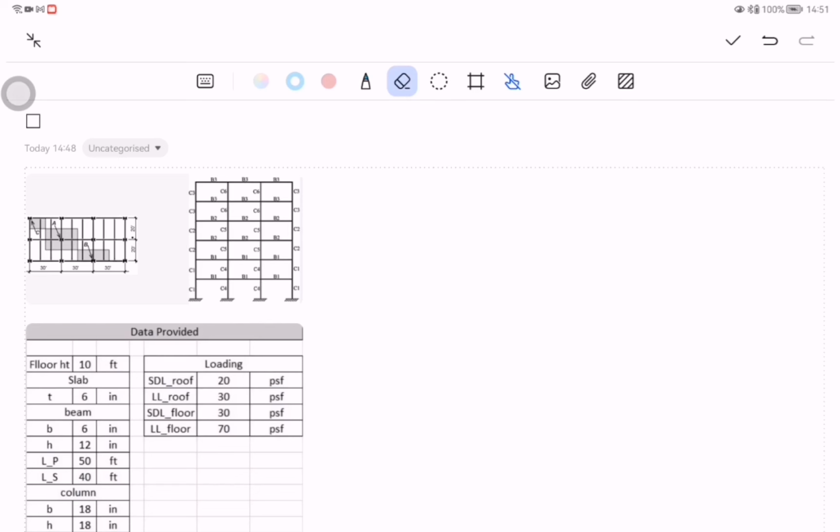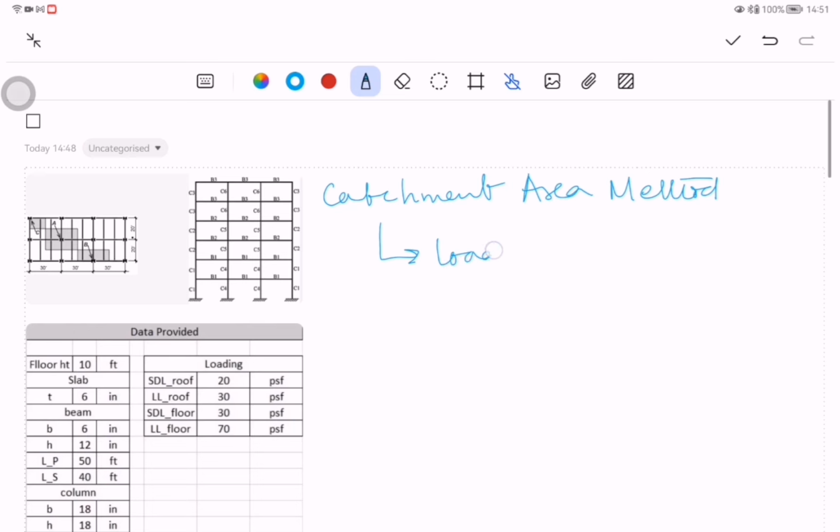So in today's video, we are going to discuss the catchment area method. In this method, we calculate the load on a column, and the approach is very simple. Without going into the intricate details of a structure, we can calculate the load on a column. So how do we do it?